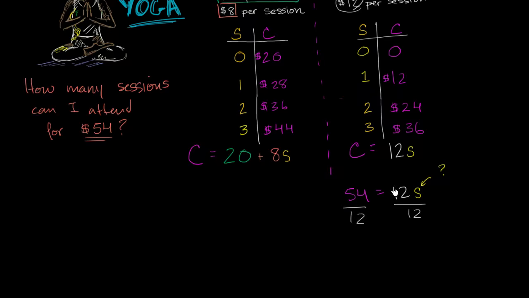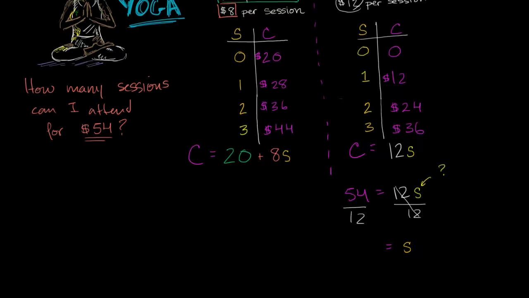If that is equal to that, in order for them to both still be equal, I have to do the same thing to both sides. So on the right-hand side, I am left with just an S. And on the left-hand side, I have 54 divided by 12. And let me think about that.